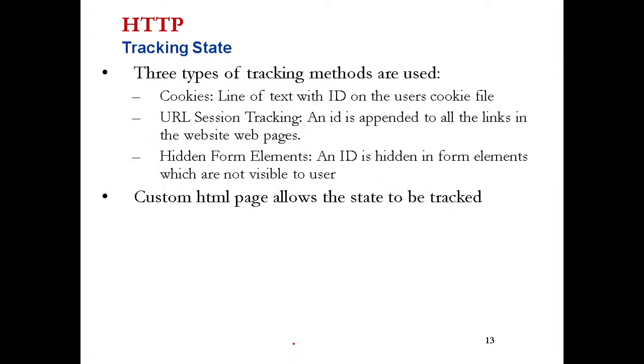A good example is if you click on a product which comes as an advertisement on your screen, then next day onwards or after some time you will get the same product on your screen for buying. So hidden elements are always there which carry your information to the server. A custom HTML page allows the state to be tracked.